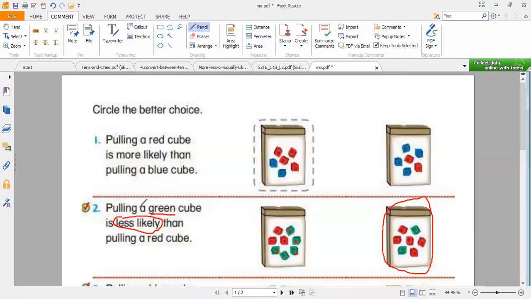Why? Because he said pulling a green cube is less likely. Less likely means which bag has a number of green cubes that is less than the number of red cubes. Okay.